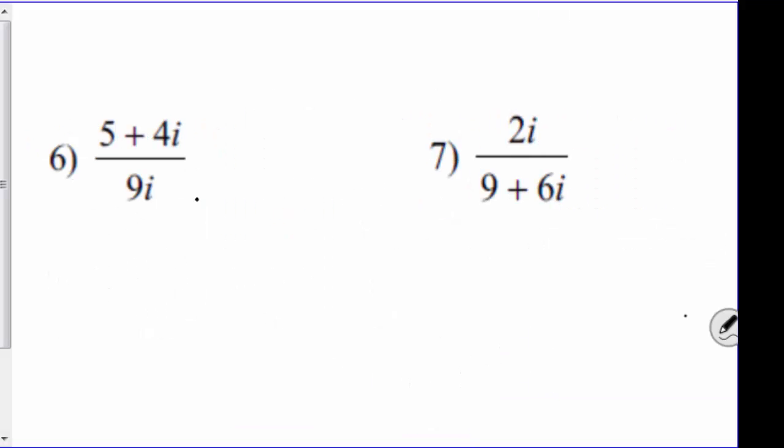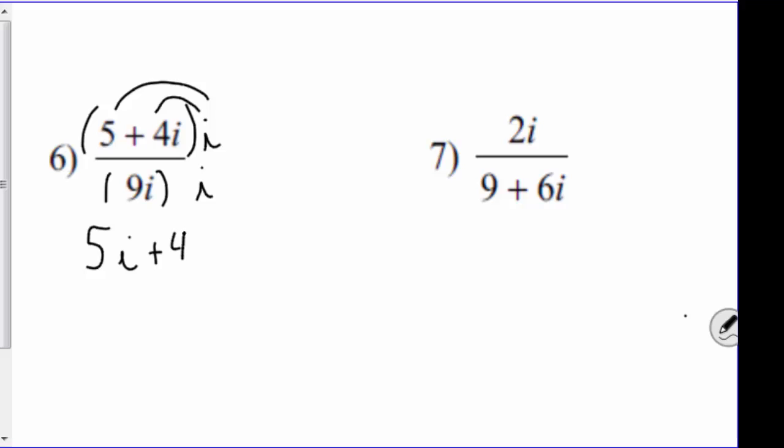Alright, so at number 6, we can't have an i in the denominator, so we need to multiply the top and the bottom by an i. That's what we do. We have a monomial in the denominator. So we distribute, we get 5i plus 4i squared. And then in the denominator, we would end up with 9i squared.